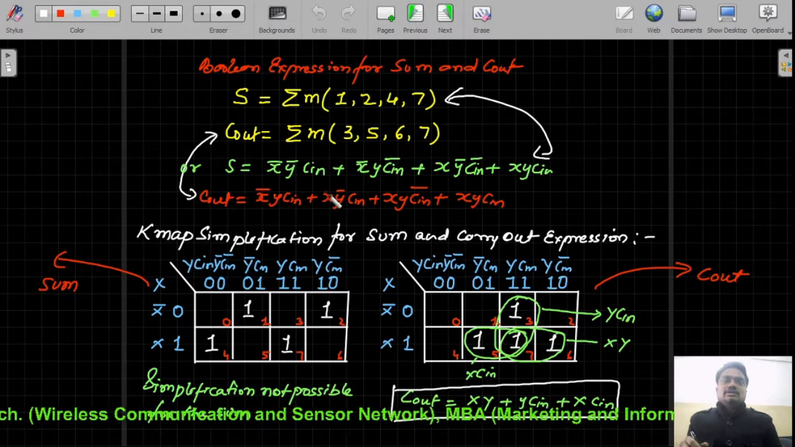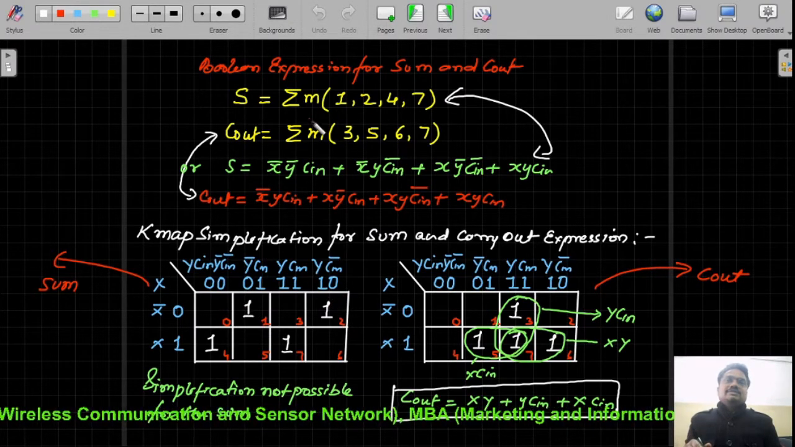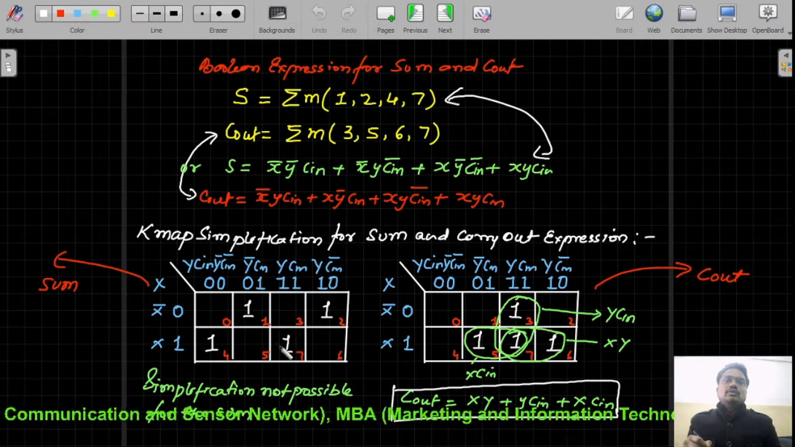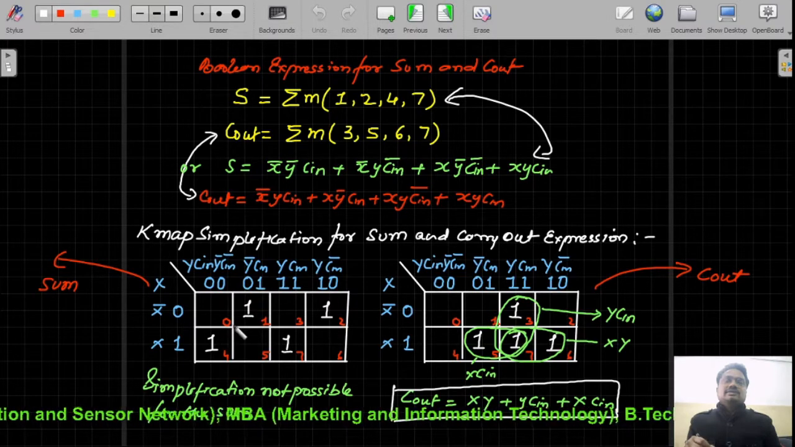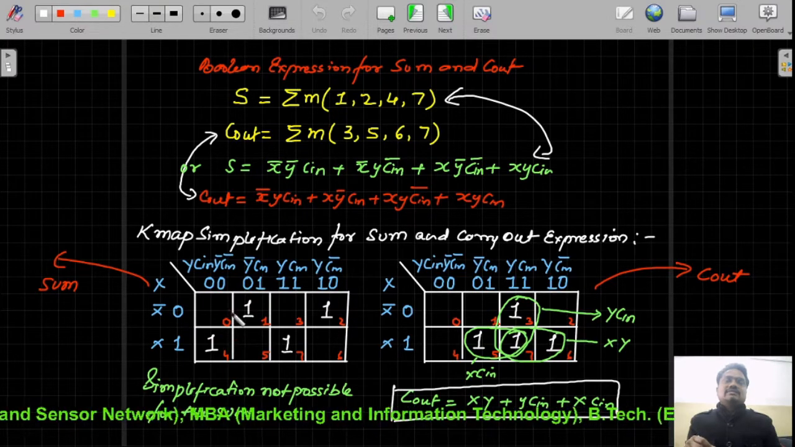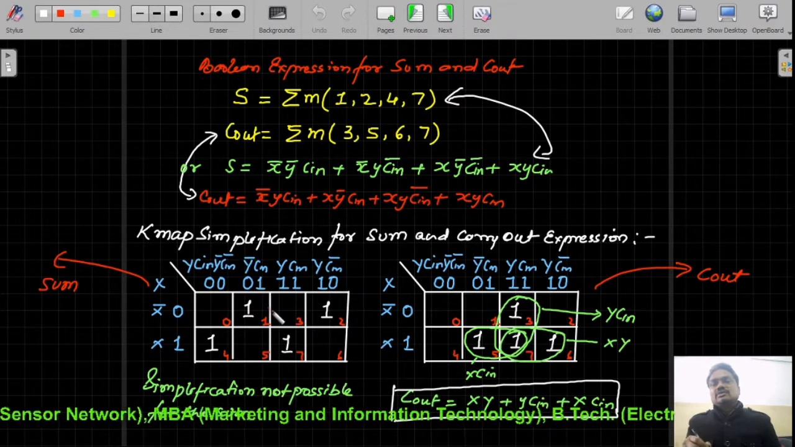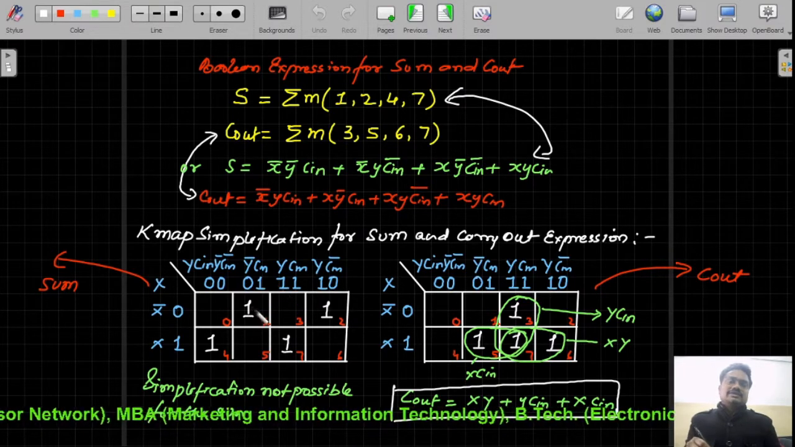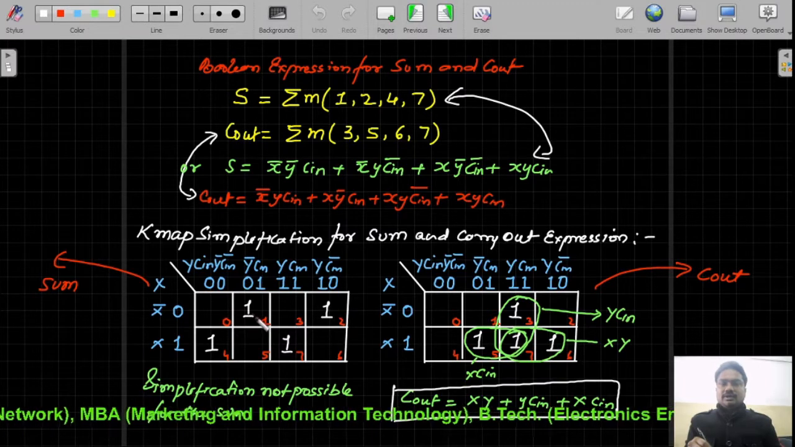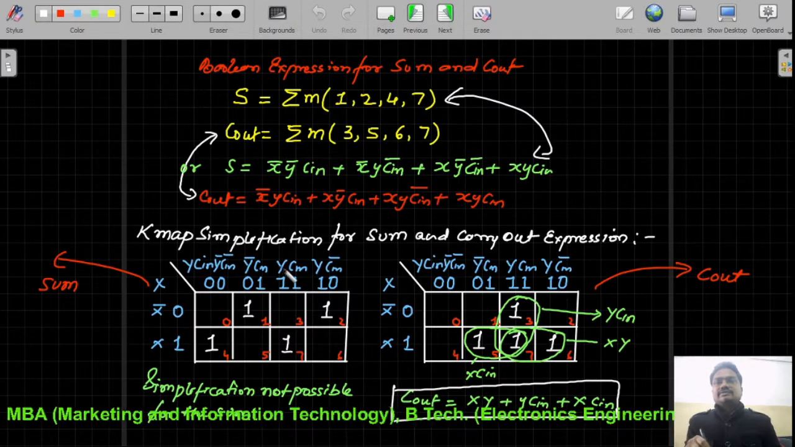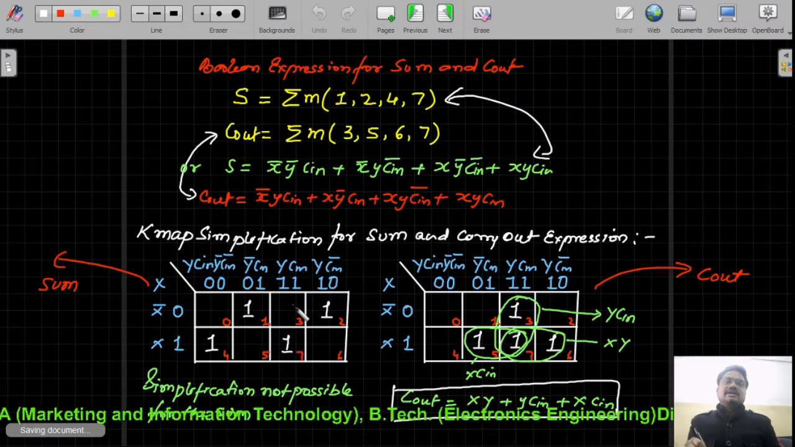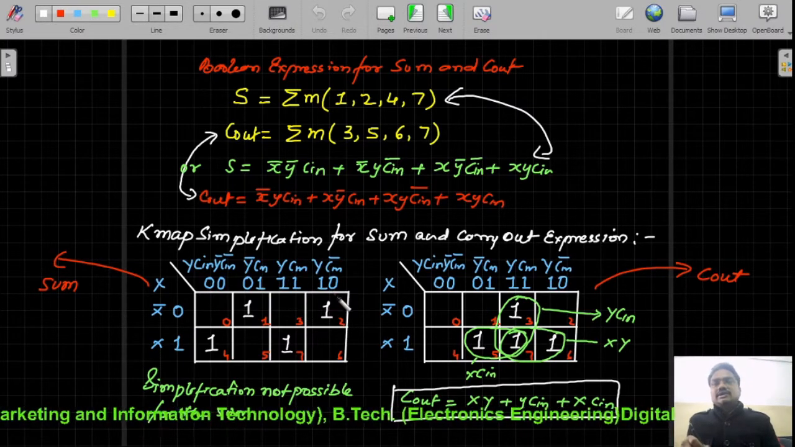First, when we map the S expression, we can see that no adjacent cells can make a pair, because the minterms are on the diagonal, and diagonal pairing is not allowed in K-map simplification. So this map is not going to help us get a reduced Boolean expression, and we will see whether we can take help of Boolean algebraic concepts to reduce it.